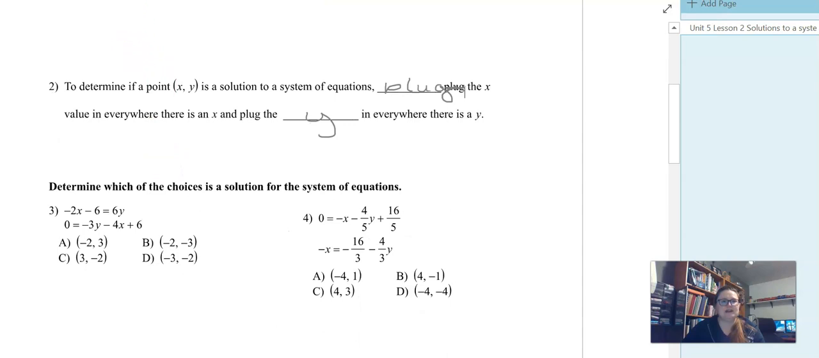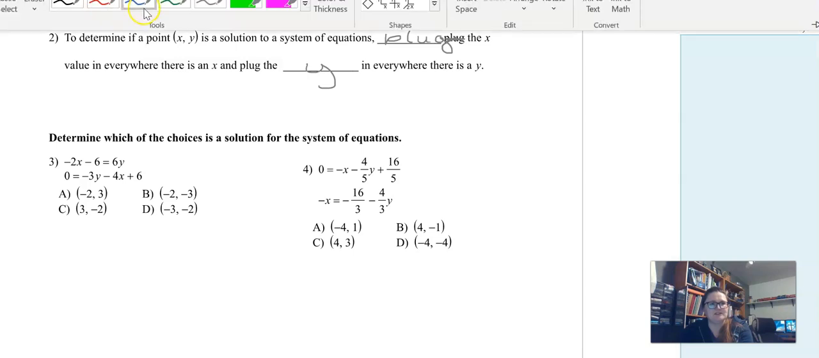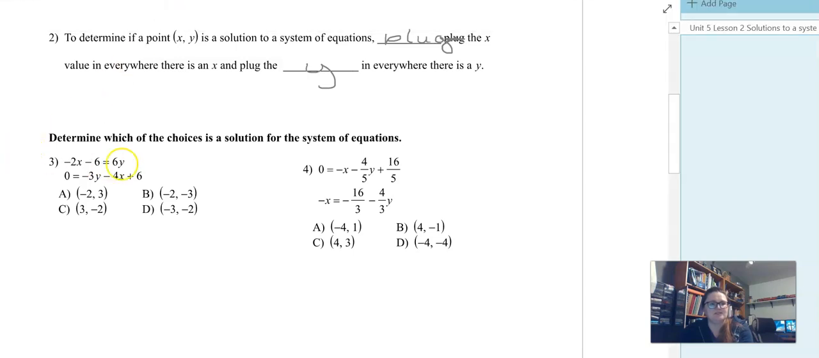So let's look at this: determine which of the choices is a solution for the system of equations. How do I know it's a system of equations? Because I have two equations and two variables, and then I have four different options for my possible solutions. So I have to check each of these numbers for x and y in both of the equations. Well, I don't necessarily have to check both equations, because if it doesn't work for one, we know that's not our point.